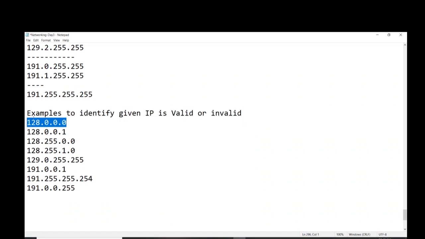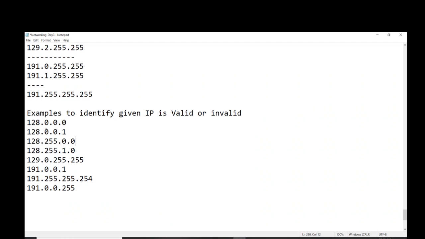Invalid, sir. Why? Because in the fourth octet there is a 0, sir. That's why it is invalid. No, sir, both host octets are 0. Ah, yes. See, what is the address format for class B?